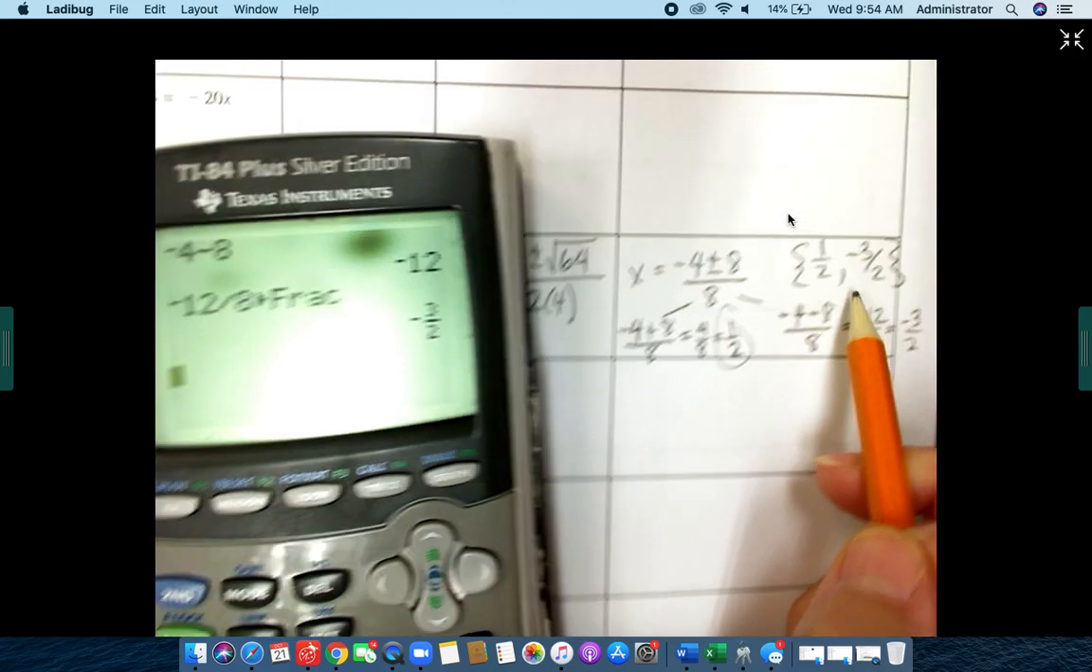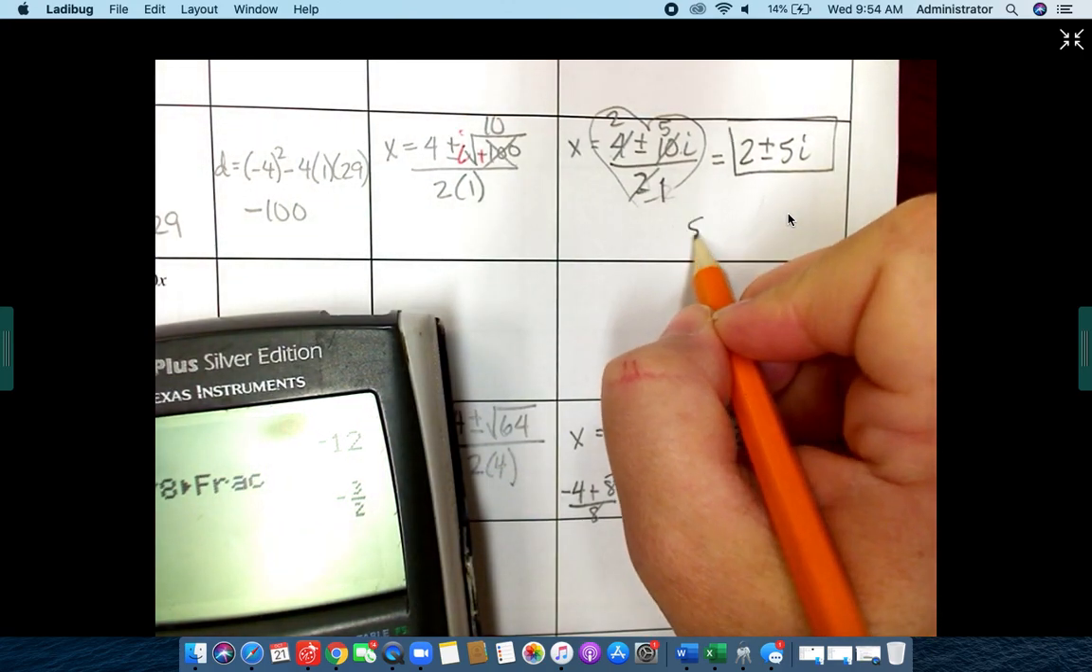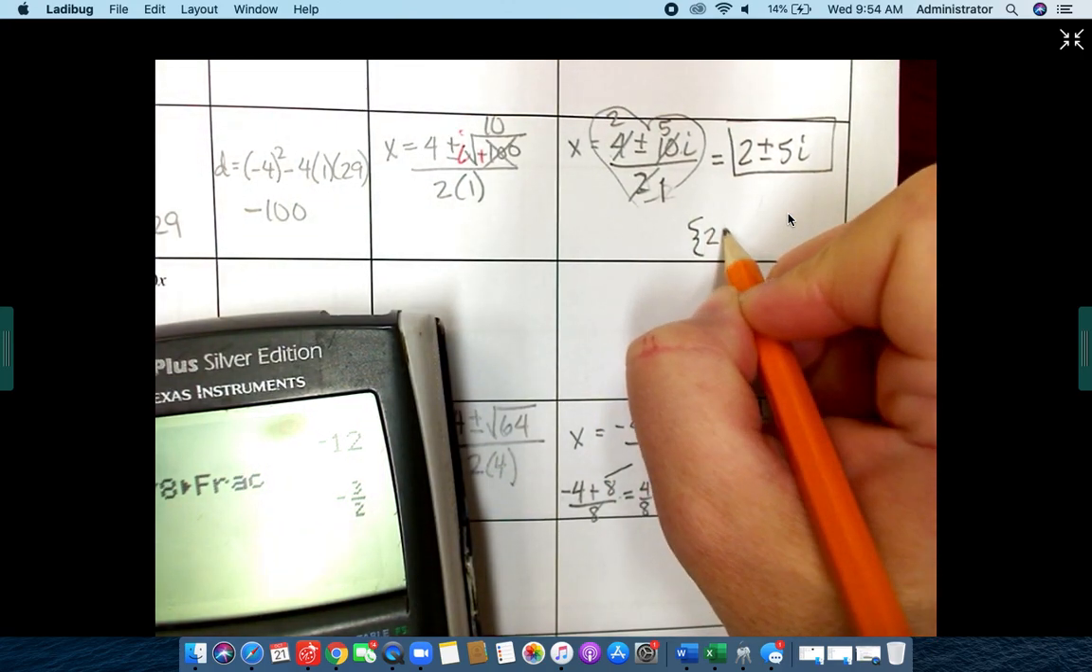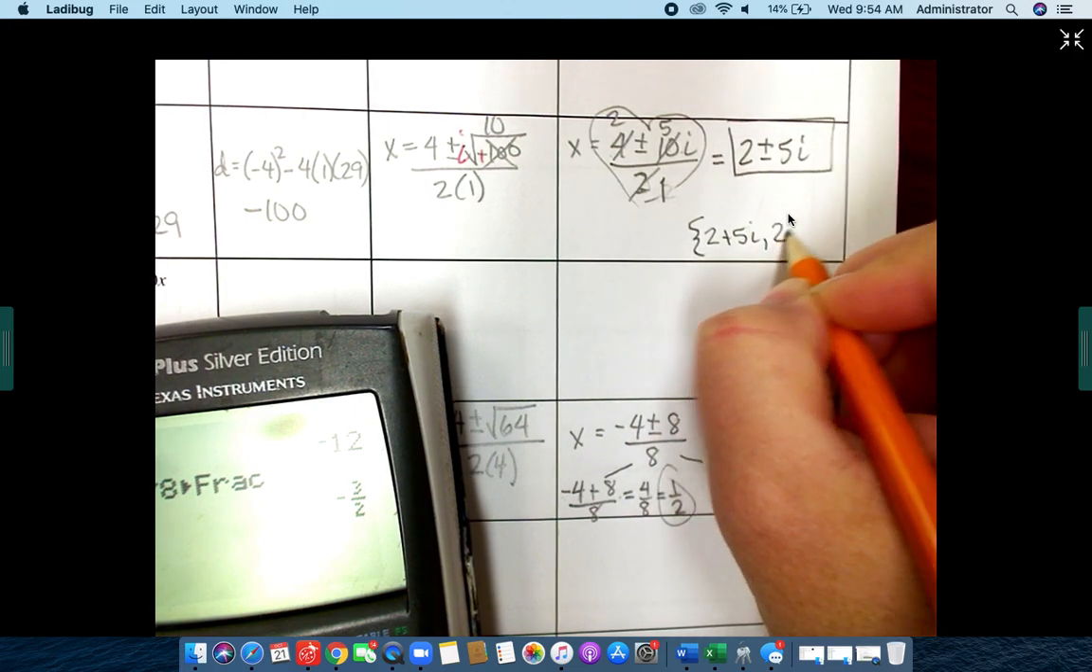So notice we're using curly brackets for these. Technically, we could use curly brackets for these too. Technically, this is 2 solutions, by the way. 2 plus 5i and 2 minus 5i.